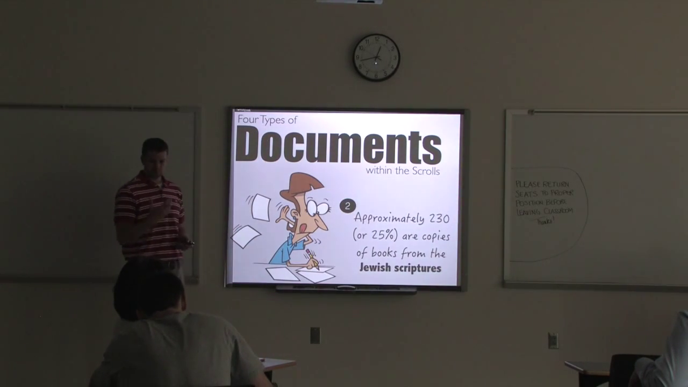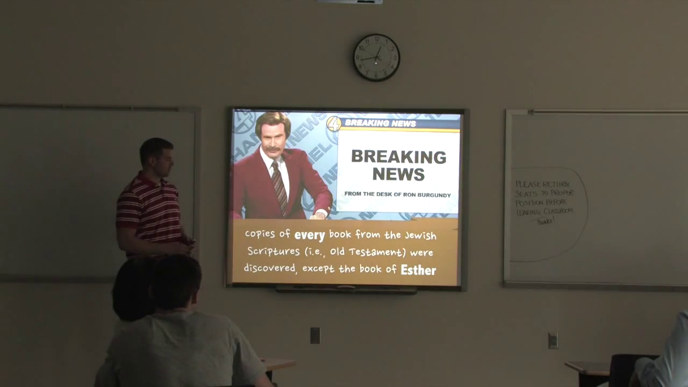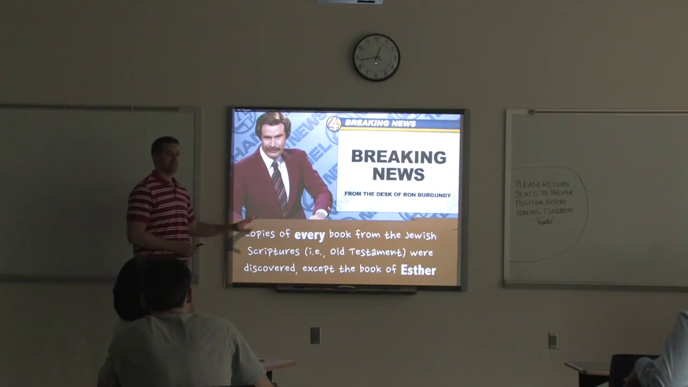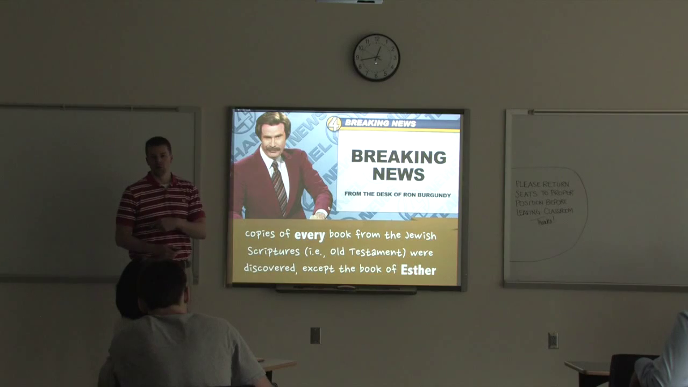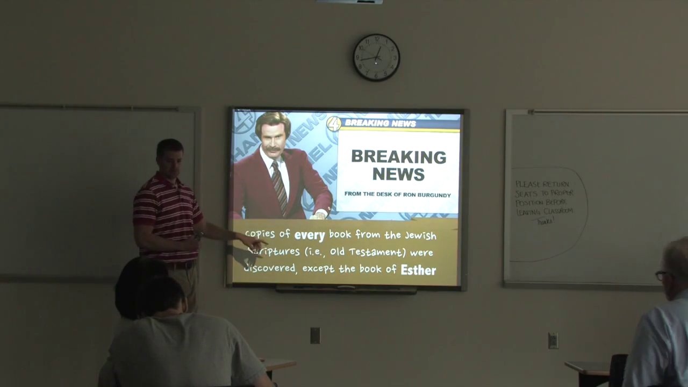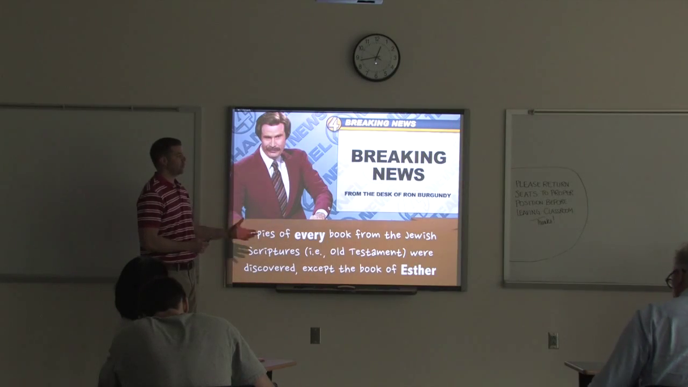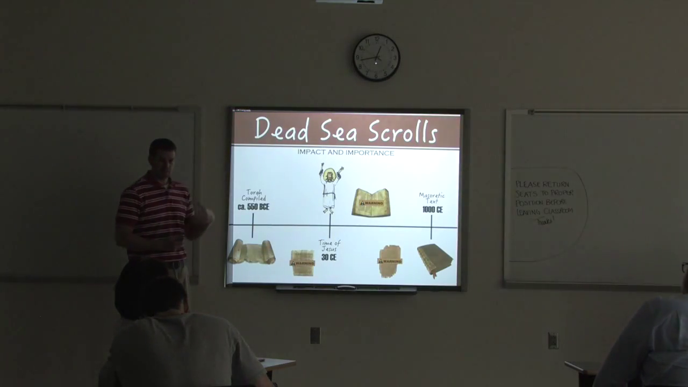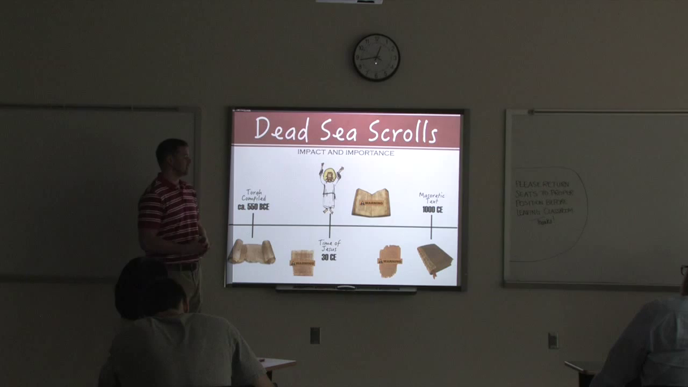Some of the texts, and this is a much larger number, about 230, about 25% of the texts, are from the Jewish scriptures, or what we would call the Bible. These are interesting because almost every single book of what we call the Old Testament, or the Hebrew Bible, is found there, except for the book of Esther. Esther is the only one that we did not find a copy of among the scrolls. So it seems like they were reading the same text that we read today.